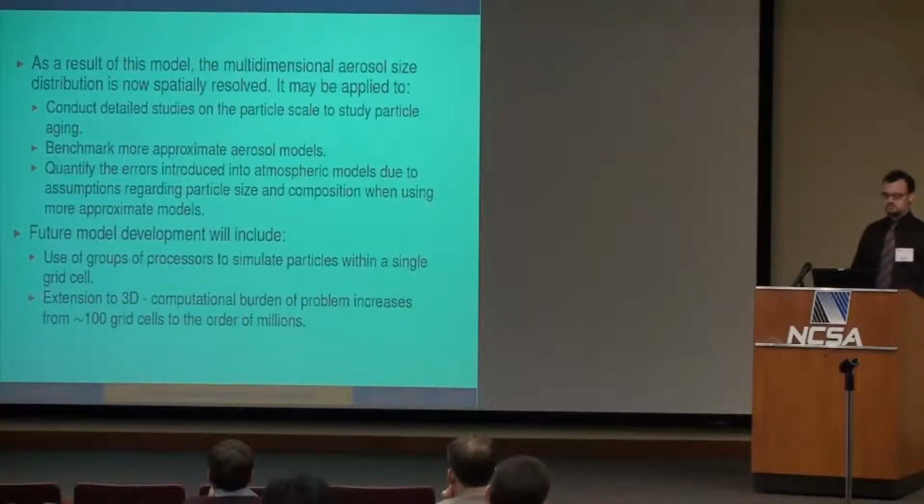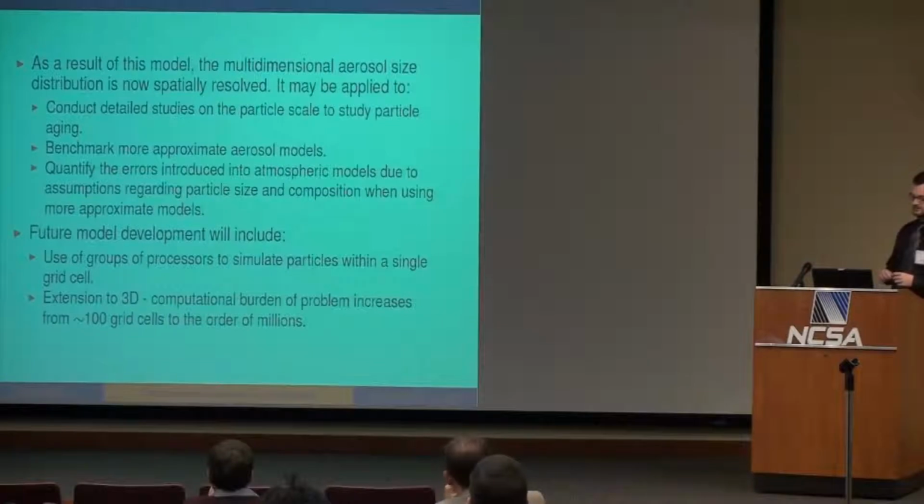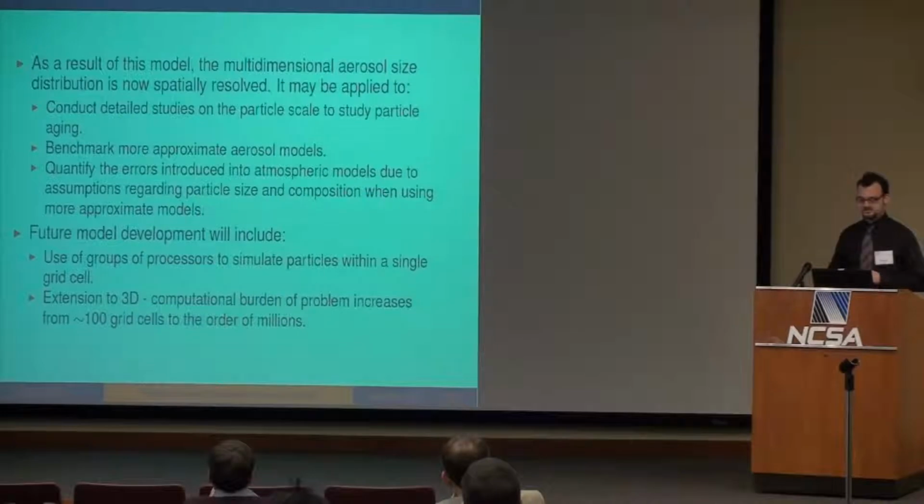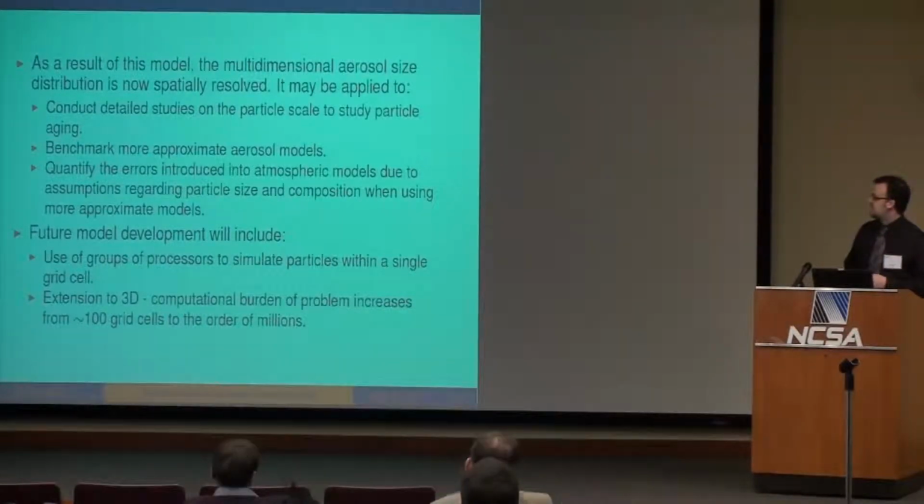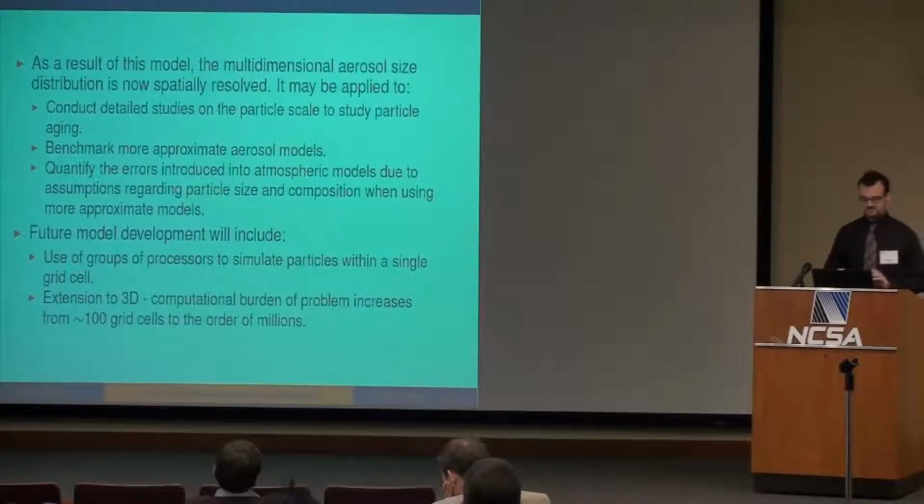Okay, and just to conclude, I wanted to discuss the applications of the model and some of the future work. As a result of this model, we now have a multi-dimensional aerosol size distribution that's spatially resolved. So we've taken the box model and gone beyond the box. It may be applied to conducting detailed studies at the particle scale of what we call particle aging. Particle aging is how these black carbon particles evolve in time due to processes such as coagulation and condensation, which drastically change their optical properties.